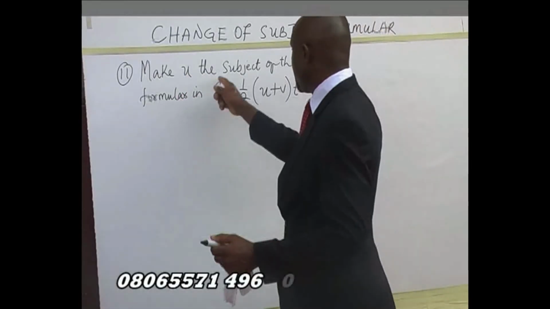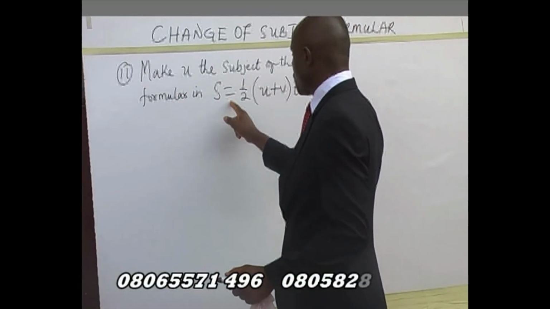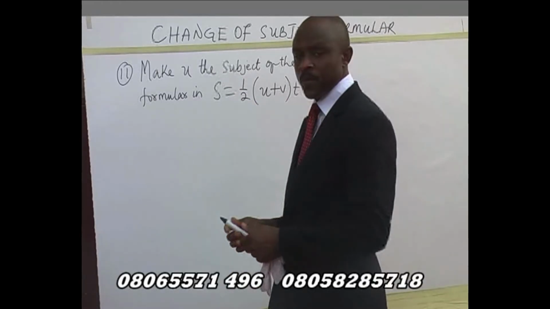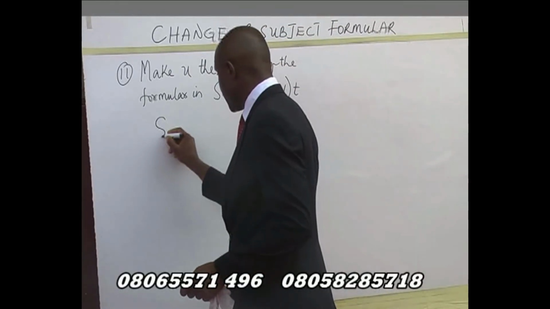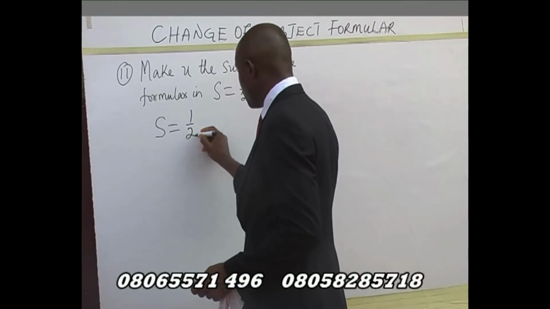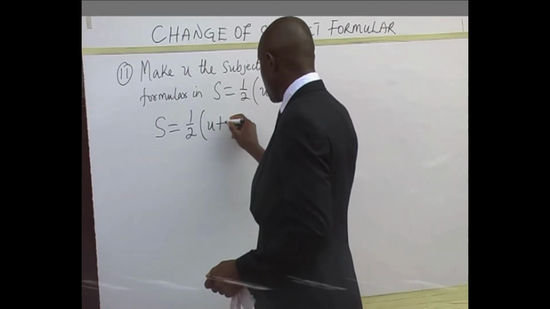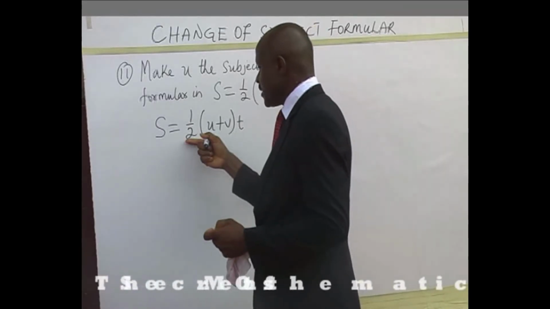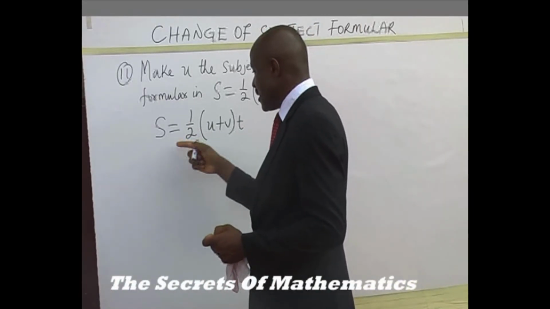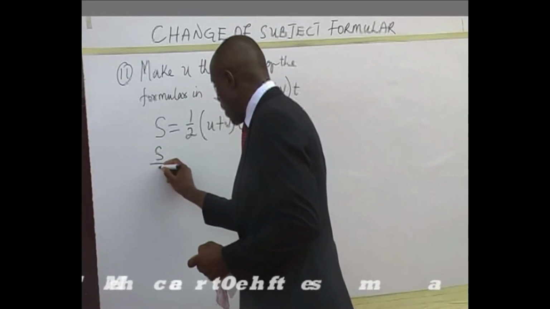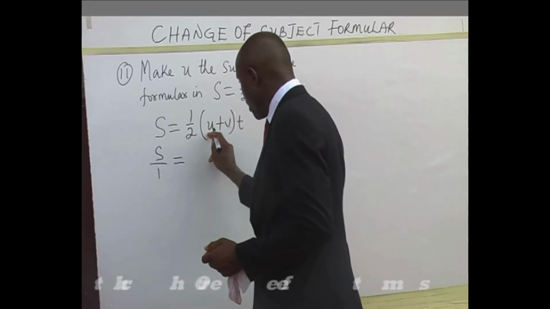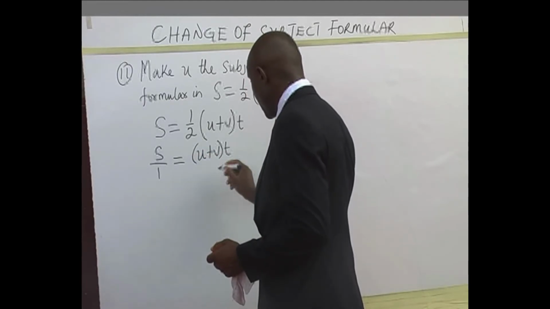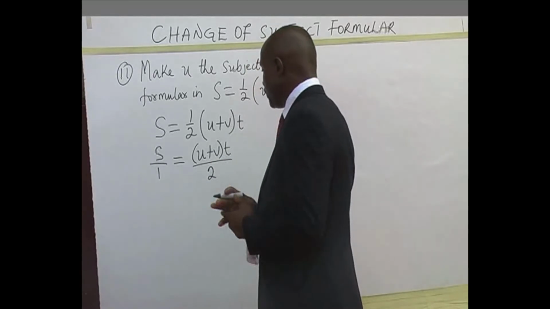Make u the subject of the formula in S is equal to half into u plus v, bracket closes, t. Bring out the formula. S is equal to 1 over 2, bracket opens, u plus v, bracket closes t. That's the formula. Rearrange this. The better way to write this is S means S all over 1 in fraction form is equal to, the meaning of this is u plus v inside bracket, outside bracket t all over 2. That is the meaning of this.